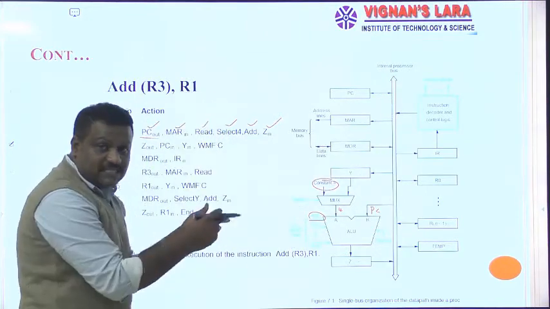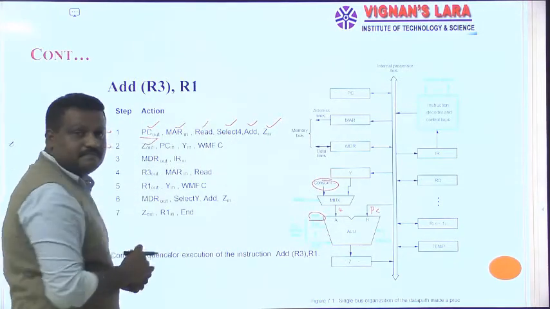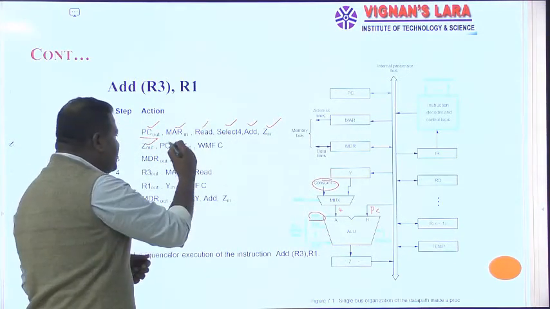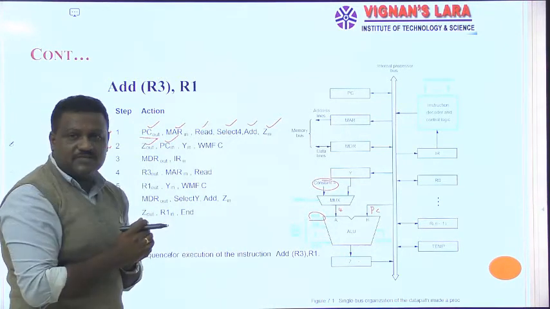So in order to transfer the Z value to the PC, first the Z out signal must be activated, and thereafter PC in must be activated. If that is done, then what happens?